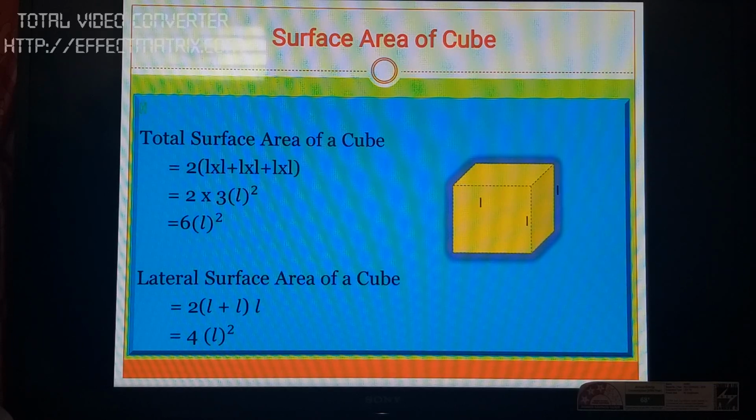In continuation, we are going to find out the total surface area of a cube. What is a cube? A cube is a special kind of cuboid whose length, breadth and height are equal. The total surface area of a cube is 6 times L square, that is 6L square, and its lateral surface area is equal to 4L square.